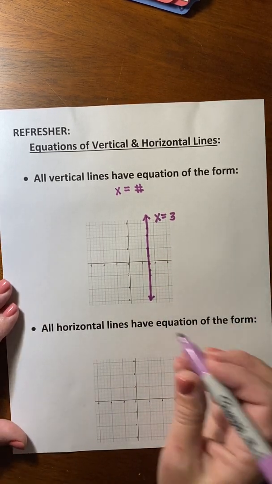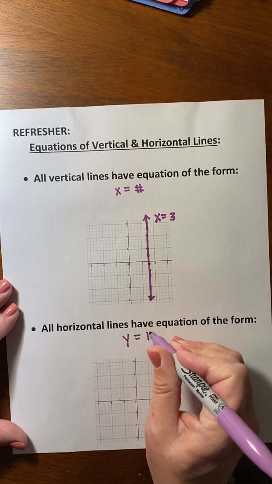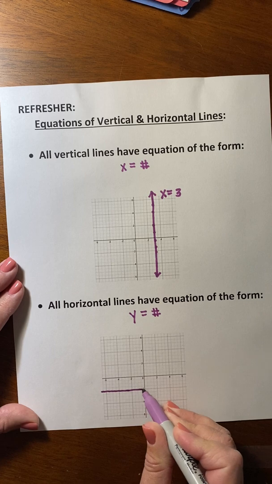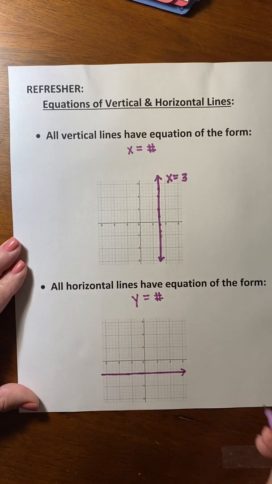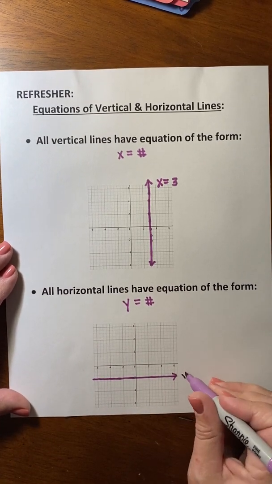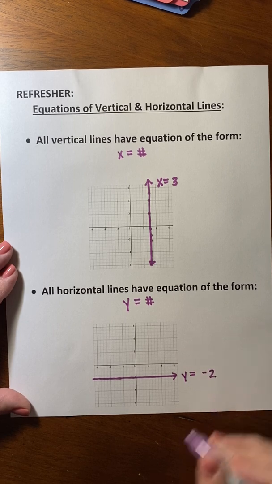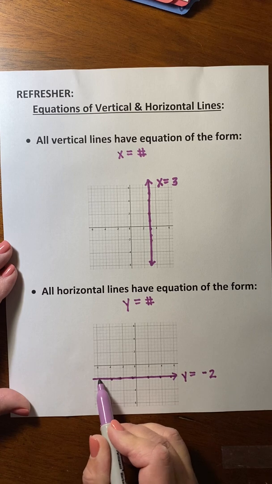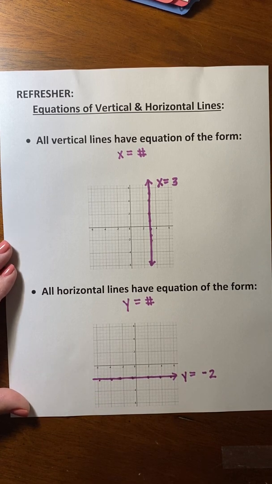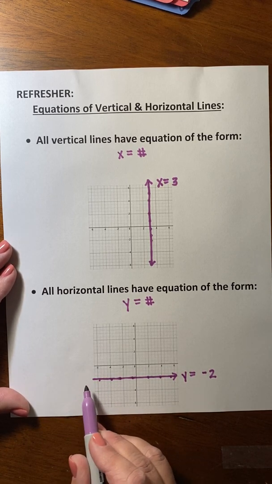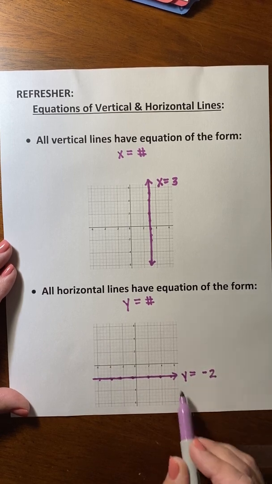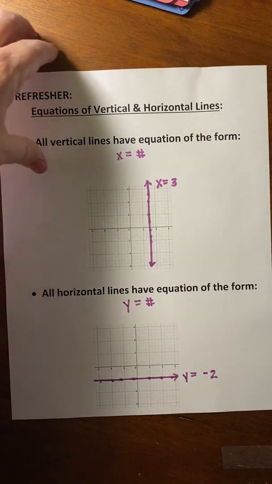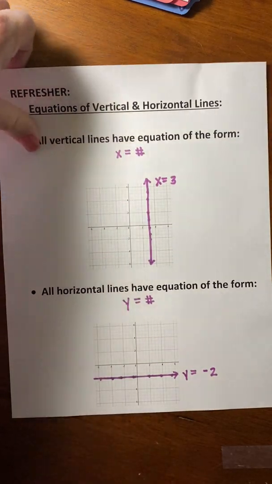All horizontal lines have equation y equals some number. So let's suppose we were down here. I'm going to cross right here through negative 2 on the y-axis. This would be y equals negative 2. So no matter where we are on this horizontal line, the y-coordinate is negative 2, regardless of what x is. So our horizontal asymptotes will all have equation y equals a number. When we were talking about quadratic functions, the axis of symmetry all had equations x equals a number.